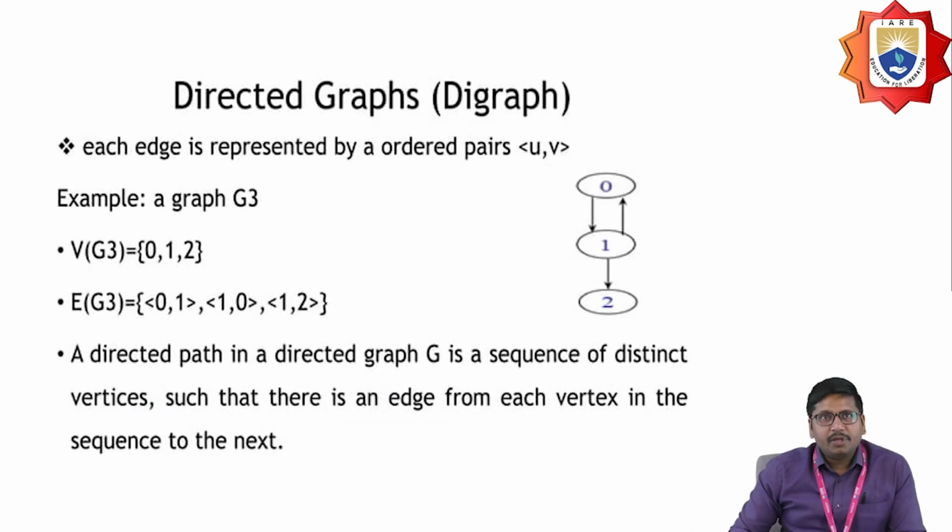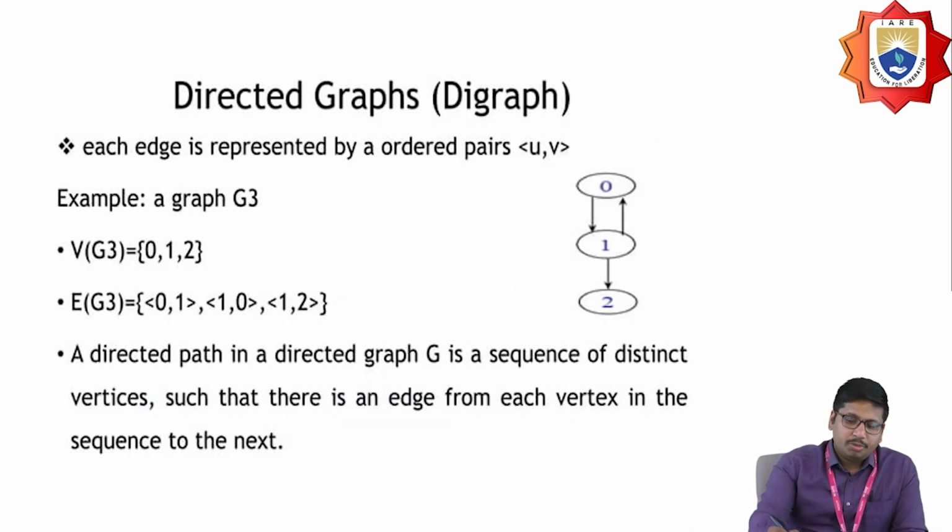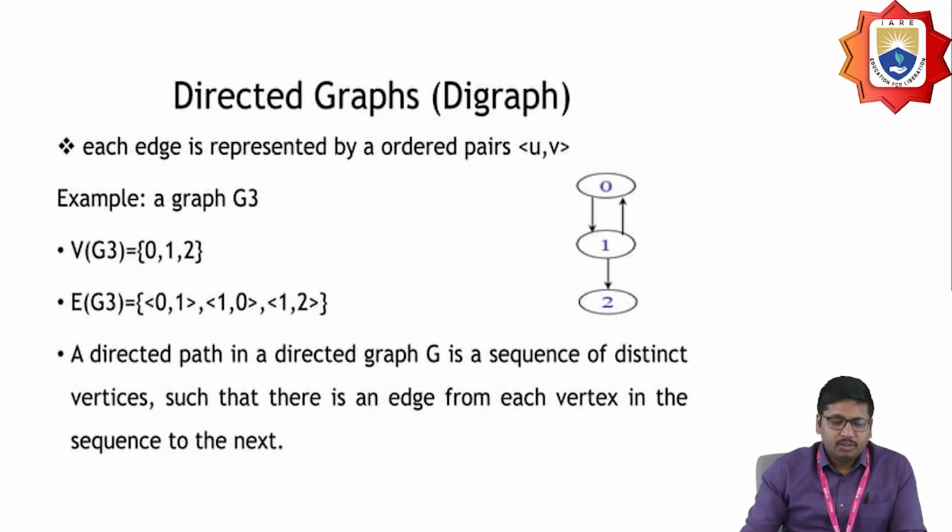A directed graph means that the edge is represented with an arrow, and there should be a directed path in the diagram, which is nothing but a sequence of distinct vertices such that there is an edge from each vertex in the sequence to the next. So this is the directed graph, where the edges have directions between them.